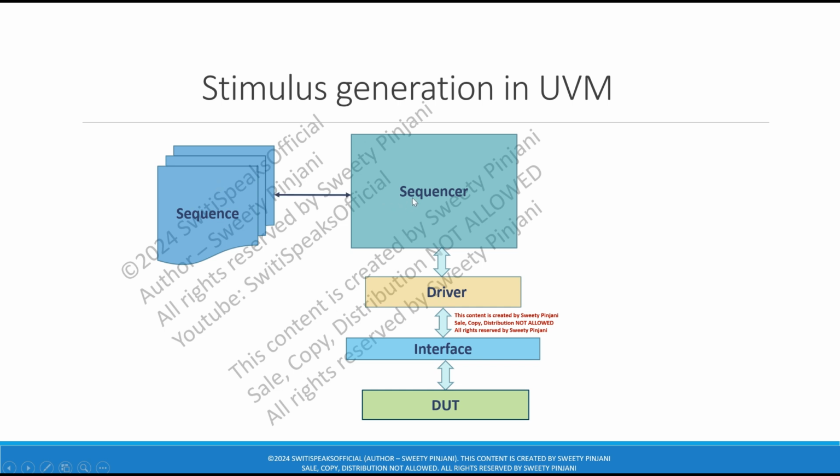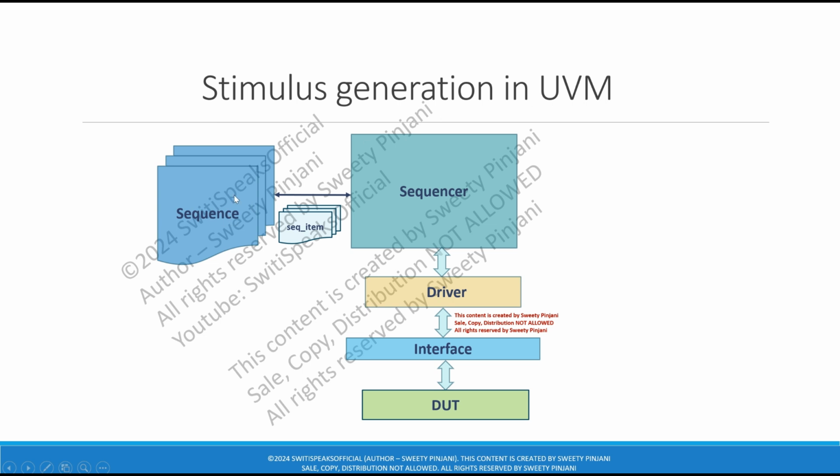These sequences go to the sequencer. From the sequencer they go to the driver. The driver will convert them into pin wiggles, or we call it signal level activity, because you need to give the input to the DUT in the form of signals, and that we will give with the help of the interface. This is how the flow happens. Now, how do sequences communicate to the sequencer? With the help of a sequence item. This is the complete diagram which represents the stimulus generation in UVM.